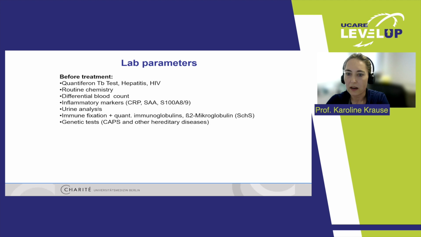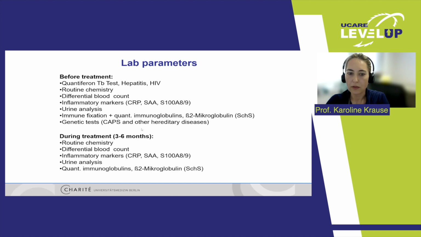And if we have suspicion of Schnitzler syndrome, always do, besides serum electrophoresis, as Clive already mentioned, immune fixation and quantitative immunoglobulins. Beta-2 microglobulin can be used to monitor for lymphoma. It's a good marker for lymphoma. So if this goes up, it is important to also work together with your local hematologist. Then genetic tests, of course, if you suspect early onset of disease, CAPS and other hereditary diseases.